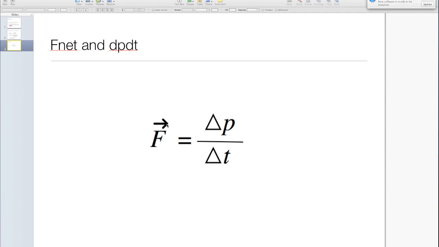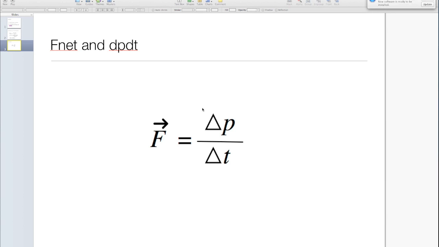So what is the difference between Fnet and dp dt? Since they come from the same equation, are they not exactly the same? Examining what they actually refer to, we find that they are very different, but related by the equation Fnet equals dp over dt. Fnet describes the sum total of forces acting on an object, while dp over dt describes the change in momentum over time of that object while Fnet is acting on that object.